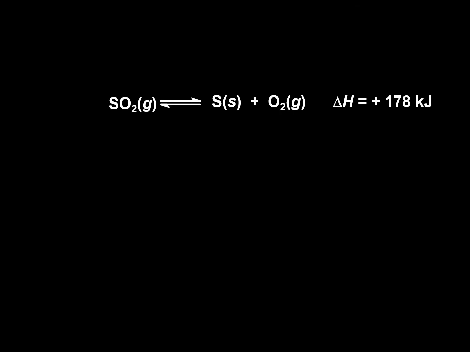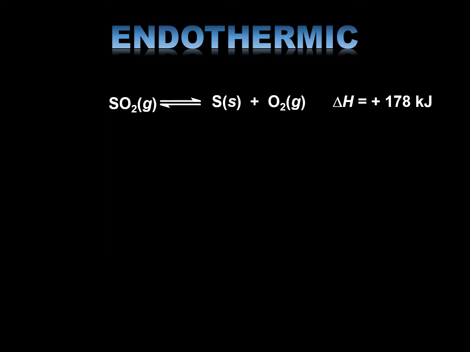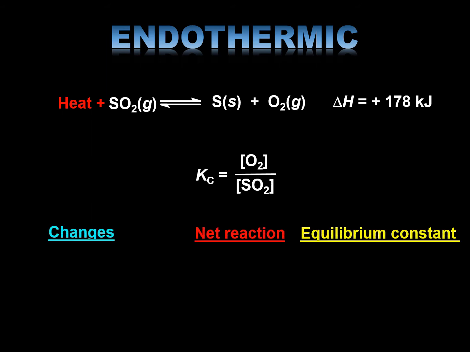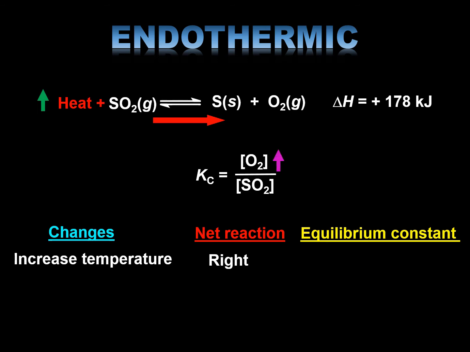A positive enthalpy value shows that this reaction is endothermic. The position of the heat will be as a reactant. If the temperature of the system is increased, the equilibrium position will shift to the right. This makes the concentration of the product increase, as well as the Kc.